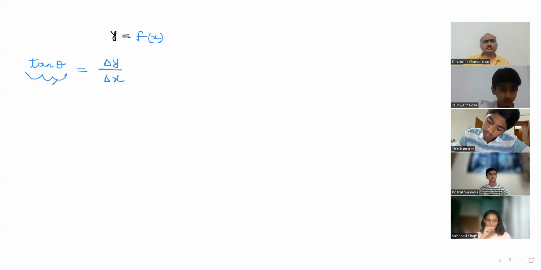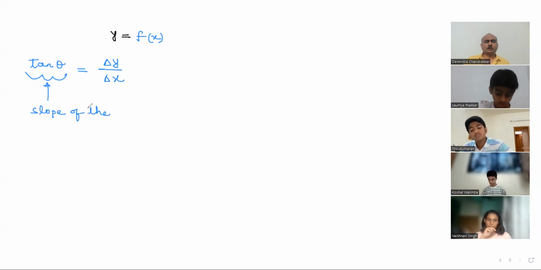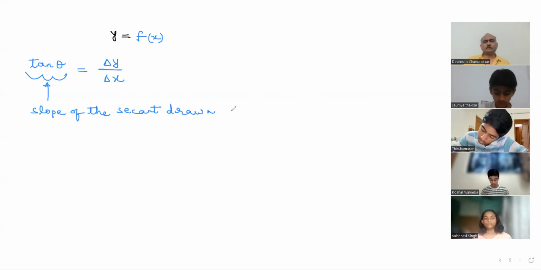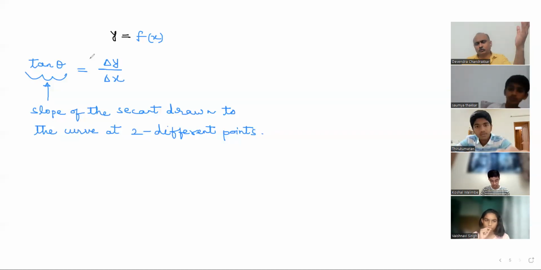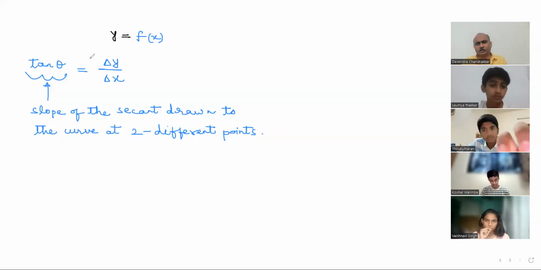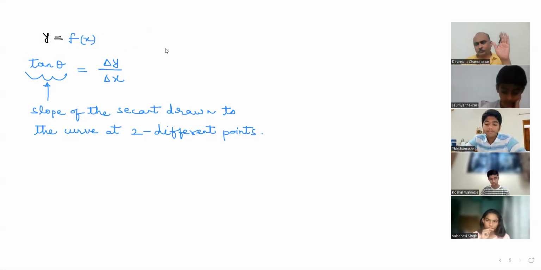This is called as the slope of the secant drawn to the curve at two different points. Any slope, any secant is possible. There can be an infinite number of secants which can be drawn, right? So this is how we give the slope of those secants. I hope all of you understood this. Yes or no? Yes, sir.